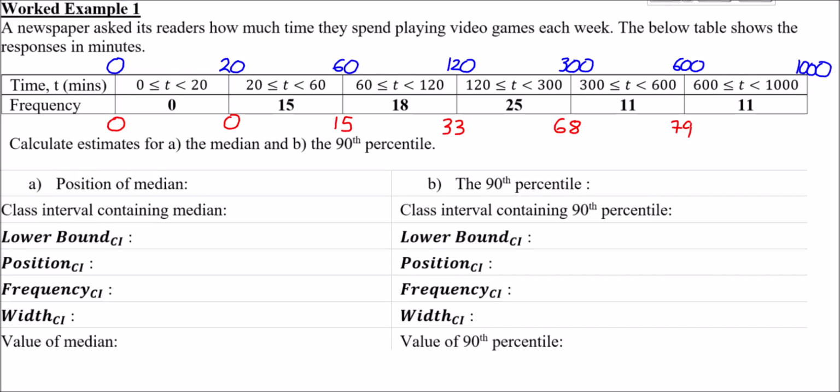And finally, 79 plus 11 at the very end gives us 90. 79 plus 11 isn't 80. So thank you very much, Erin. 79 plus 11 is 90.